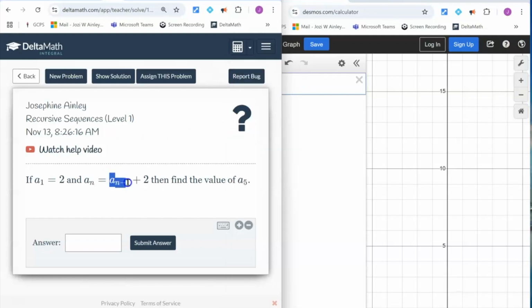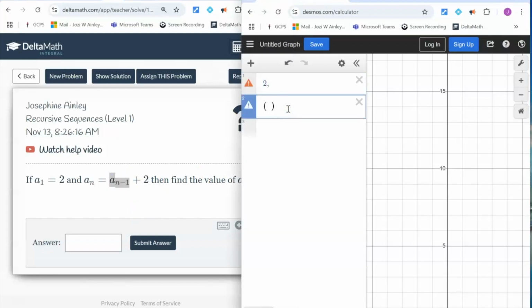Again, what does this say? The previous term. Do what to it? Add 2. So wherever you see this, the previous term, you're just always going to put parentheses. Then do what to it? Add 2. Okay, so take the previous term, add 2. So to find my second term, I'm going to take the previous term, which is 2, and add 2. And that's going to give me my next term, which is 4. Now this is my term that I'm looking for. So again, to find the next one, what do I do? I take the previous term, which is now 4, and add 2. So it's going to give me 6. Okay, so now my new term is 6.